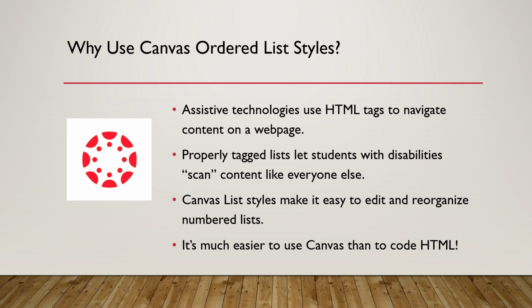If a student who is using a screen reader comes across a list of text that starts off 1, blah, blah, 2, blah, blah. First of all, they have to stop for a moment and think, oh, this must be a list. They're telling me to do something. And secondly, they have no idea how long this list is, and they can't just tab through it. But if it's properly tagged, properly formatted with HTML, they can easily navigate this list. And it is much easier to use a Canvas list style, which is built in, than to dive into the code. Trust me on this one.